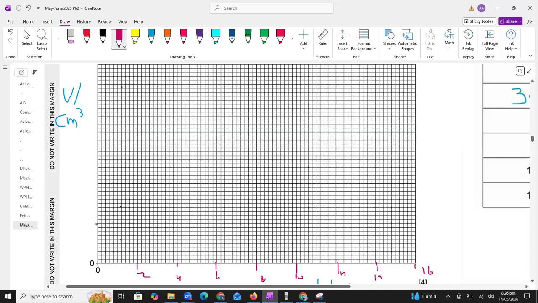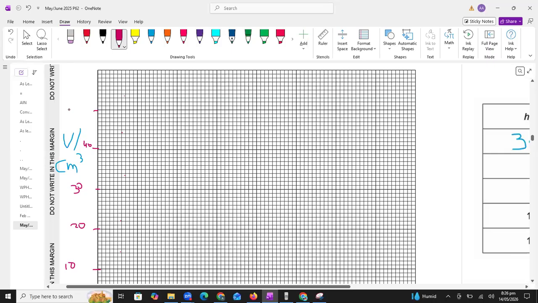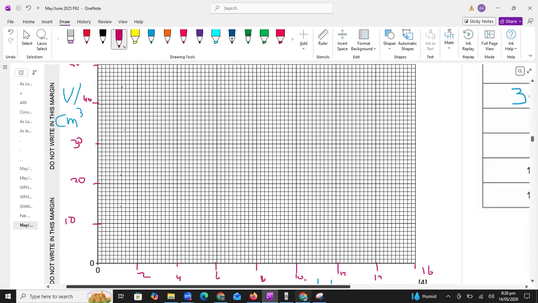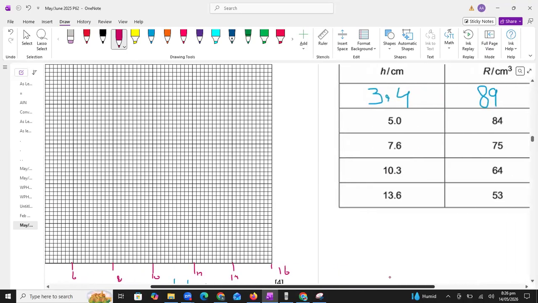So now students, let me write here 10, 20, all right, 30, 40, and this box is 50 and one is 60. All right, so we have to mark the reading till 60 centimeter cube. Now we will start plotting of this graph, student.